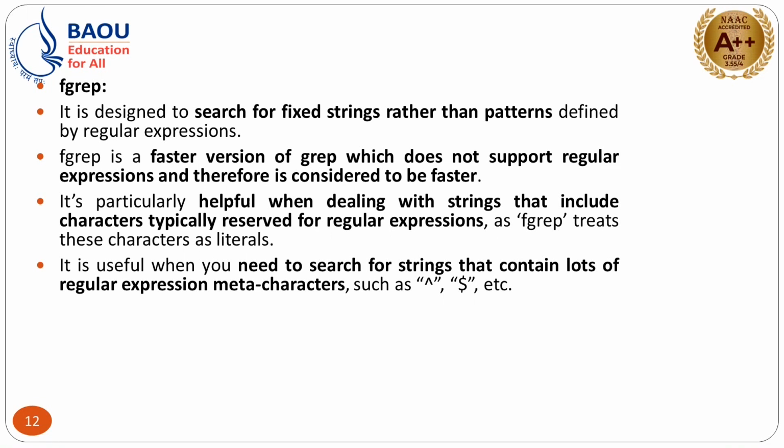As we have mentioned in our previous slide, the various basic symbols like caret, dollar, asterisk, dot, and square brackets are all special symbols or reserved characters that can be used to create patterns. Now suppose your file contains these symbols and you want to search the strings with those symbols. In that case you use fgrep, right. So we will see this in our example.